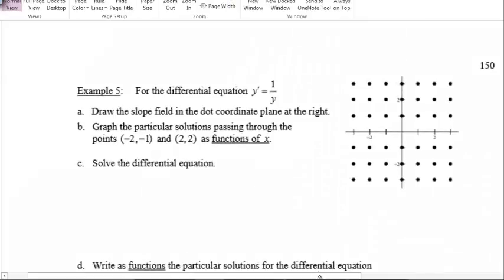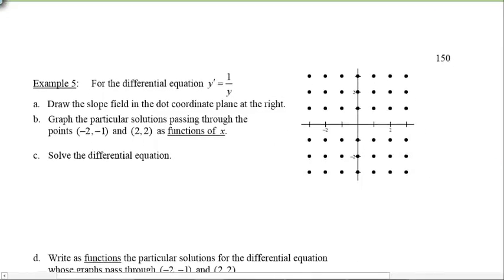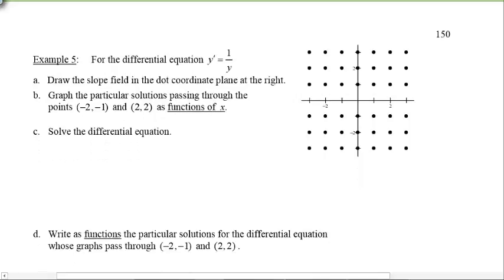So, in example 5, I'd like you to now try this yourself. For the differential equation y prime equals 1 over y, I'd like you to draw the slope field in the dot coordinate plane to the right. Then graph particular solutions, solve the differential equation, and write the functions as particular solutions. So pretty much the same as example number 4. The only difference here is that there is no x value involved. So really, all we have to worry about is the y value. Go ahead and please try this yourself, and then come back and check your answer with me.